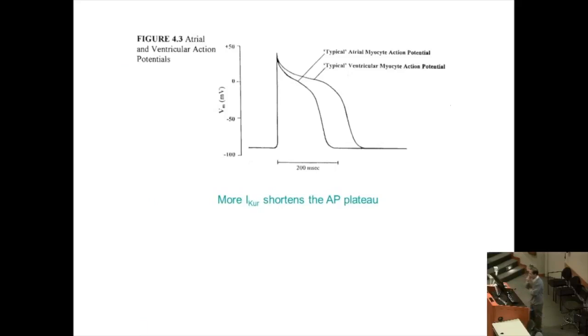Here is our atrial myocyte action potential. It really works a lot like the ventricular. The biggest difference, and the one that you should know, is there are more IKUR channels. More potassium current flowing during that plateau phase means that it's easier for IKS to build and win. And so what happens is it shortens the plateau phase. So the atrial myocytes tend to have a shorter plateau phase.